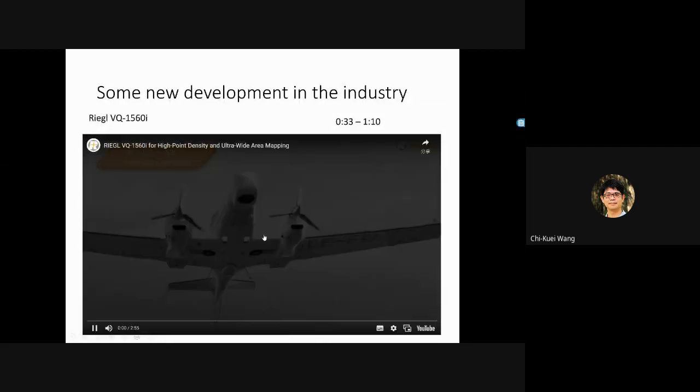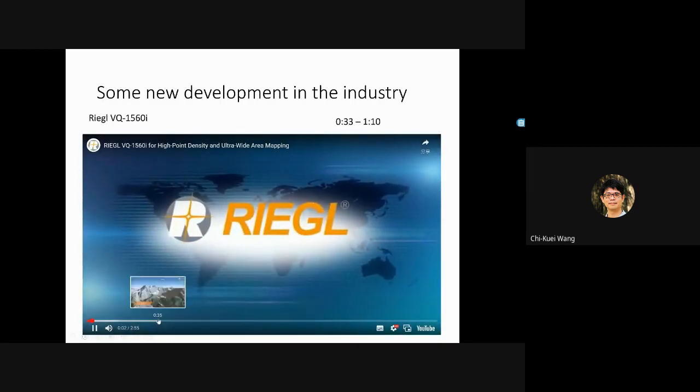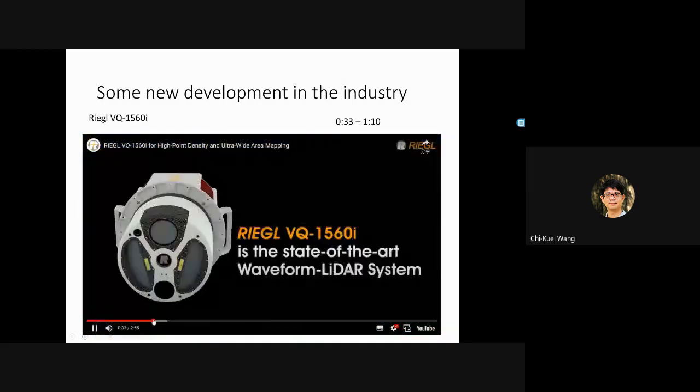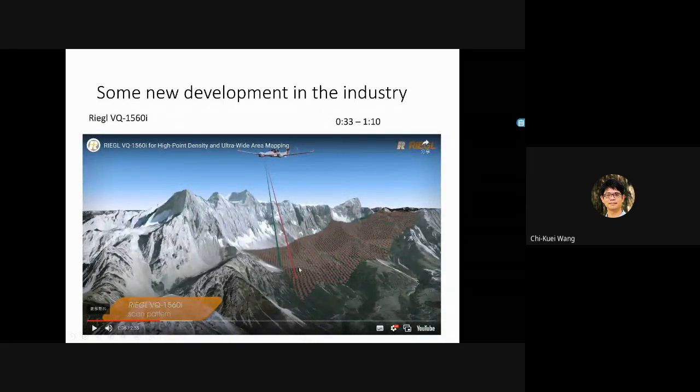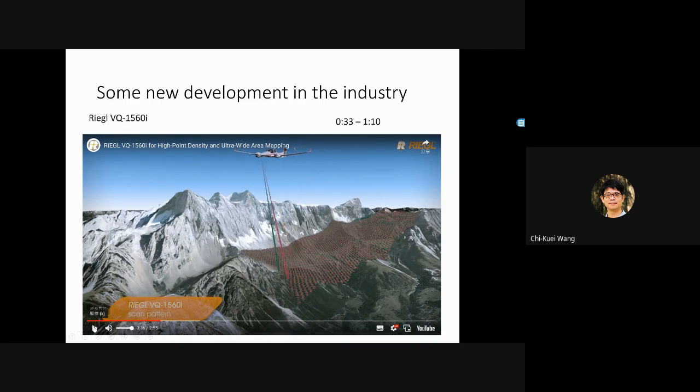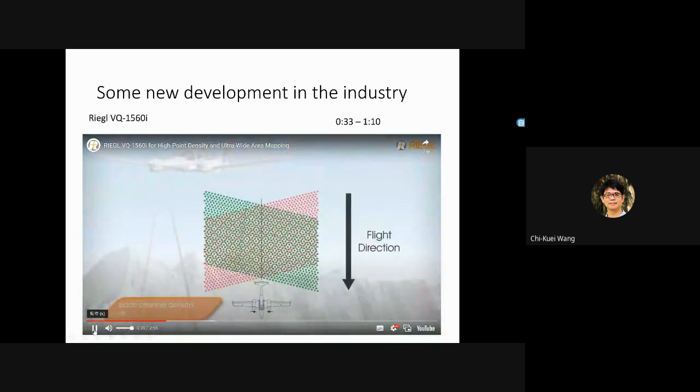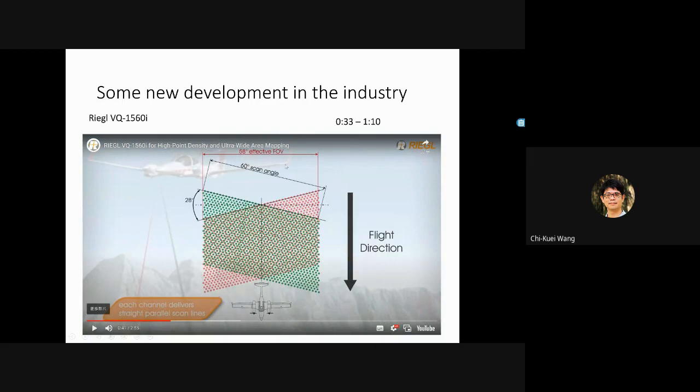And this is another company. Let me get to 33 minutes, 33 seconds. So what's happening here? Now, instead of having one laser, this company put 2 laser scanners in one system. This can be done if you have enough budget to buy it. One scanner is scanning in this direction, and the other is scanning in the other direction.